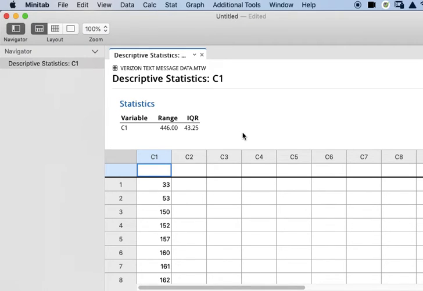Don't worry about this too much, because anytime you're asked to calculate the interquartile range in homework problems, it's always going to accept the answer that Minitab gives you. So that's how you can calculate the interquartile range and the range.